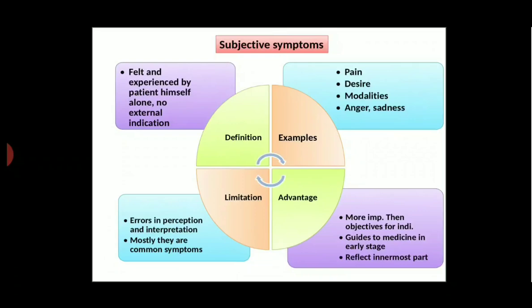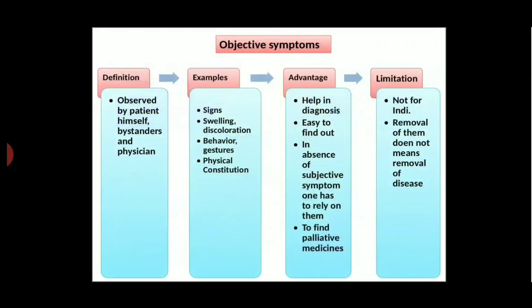Their limitations are errors in perception and interpretation on the part of the patient, which will misguide a physician to a wrong medicine, and mostly they are described in common terminologies. Next is objective symptom. The symptoms which are observed by the patient himself, bystanders and physicians are known as objective symptoms. Examples like swelling, discoloration, behavior, gestures, physical, constitutional symptoms, etc.